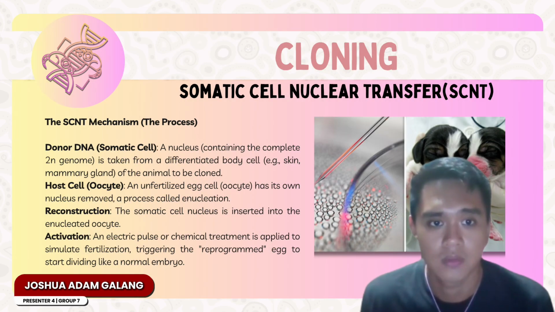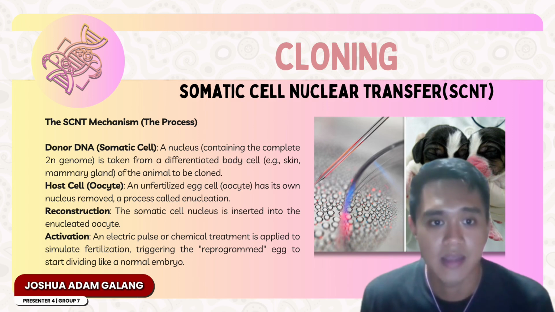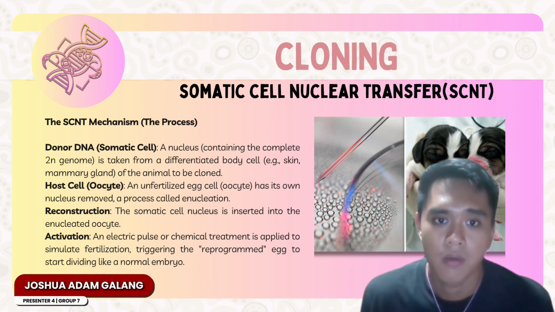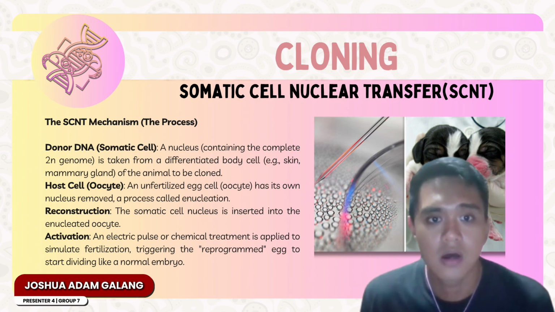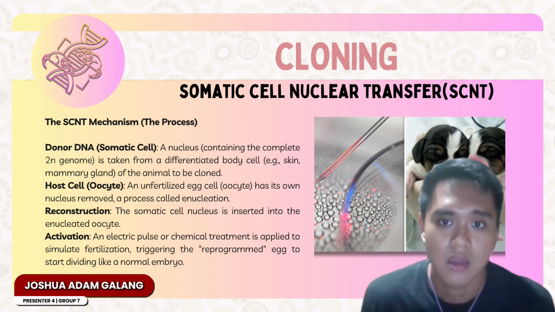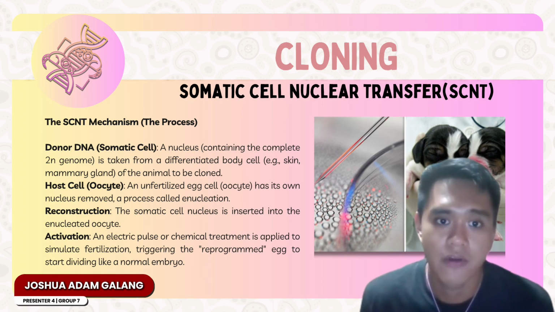Next, cloning. Somatic cell nuclear transfer, or SCNT. The SCNT mechanism, or the process: the donor DNA of the somatic cell is a nucleus that contains the complete 2N genome. It is taken from a differentiated body cell, for example, the skin or mammary gland of the animal, to be cloned.